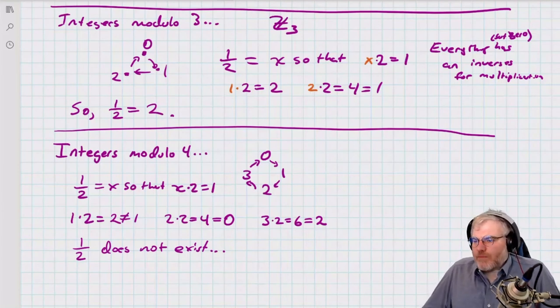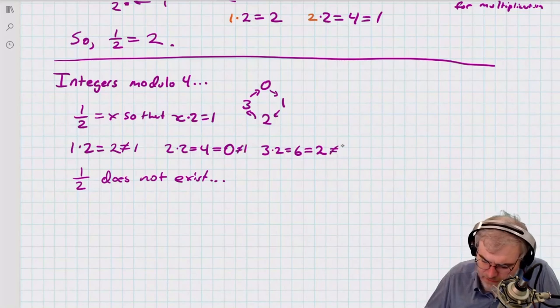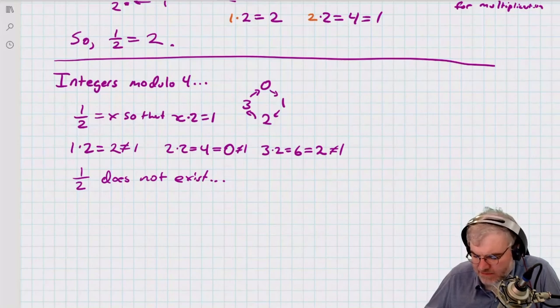It's called integers modulo because we're doing the modulus to say things are equal. We ran out of numbers, right? We only have 4 of them. 0's never going to work. I tried 1, I tried 2, I tried 3. None of them work. 1/2 does not exist.